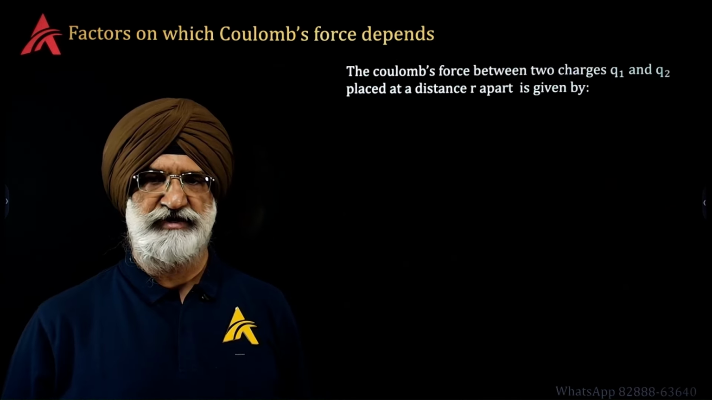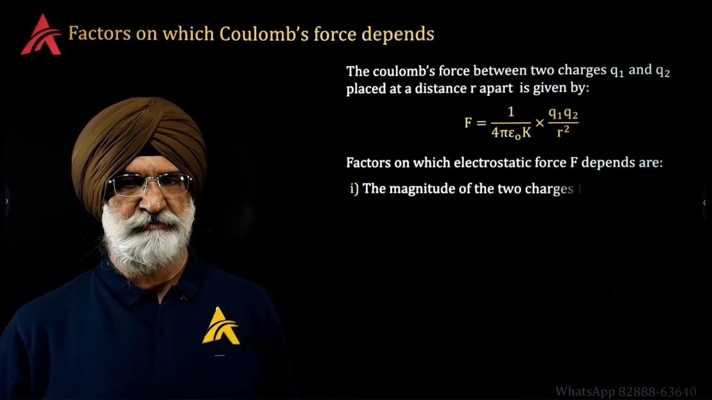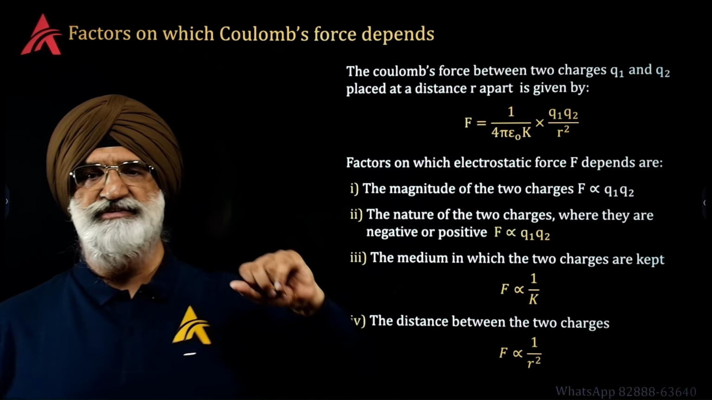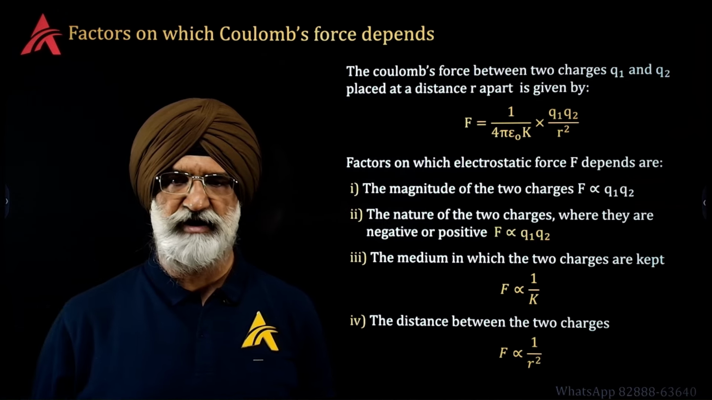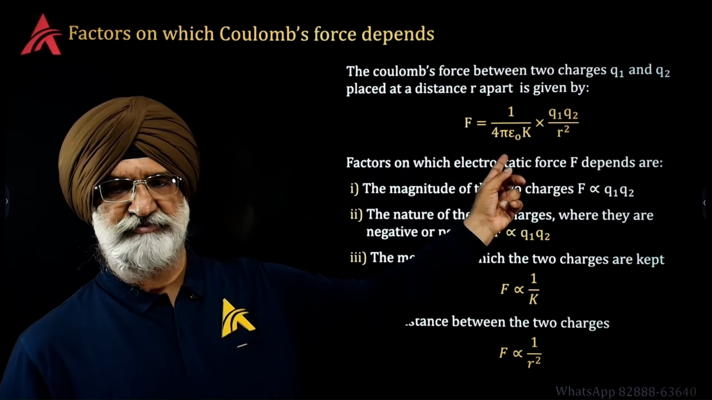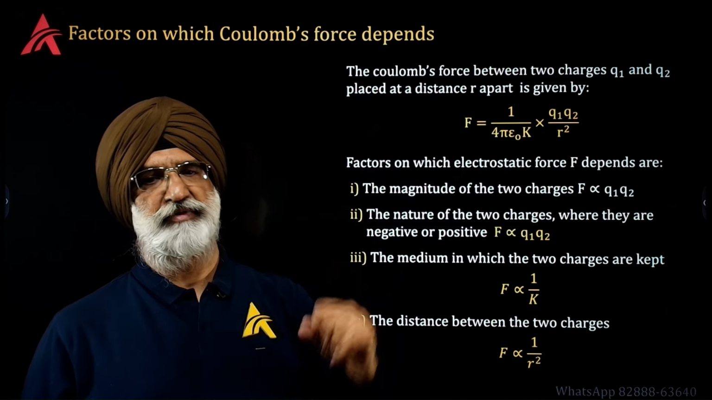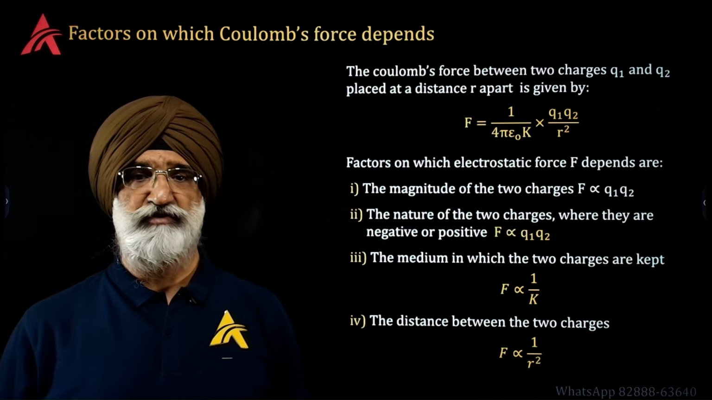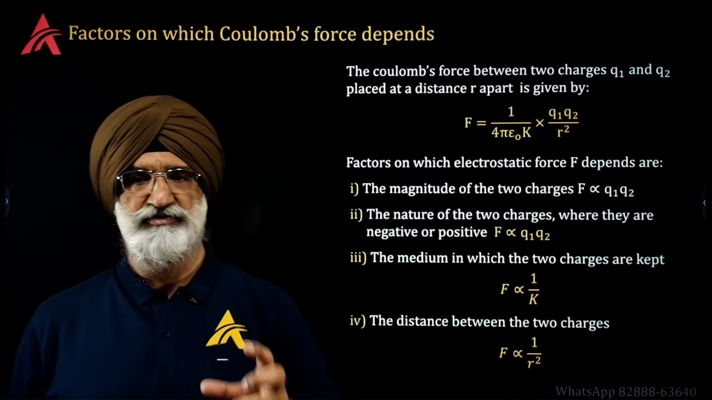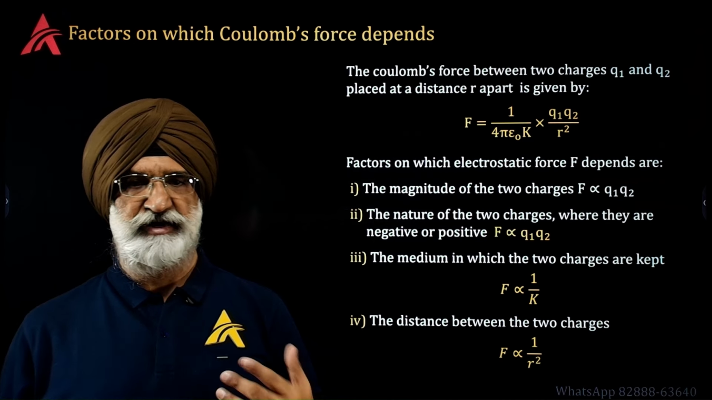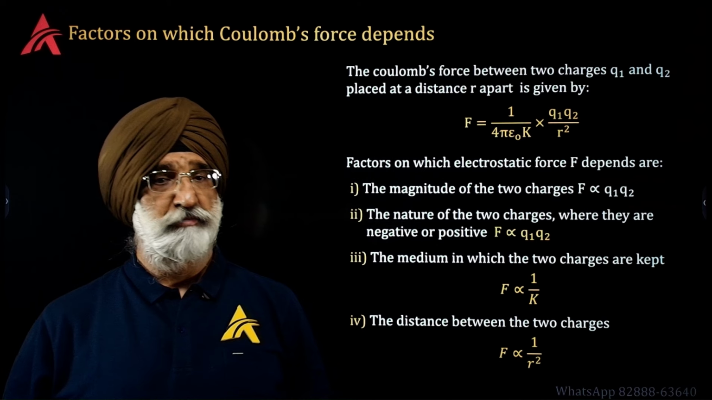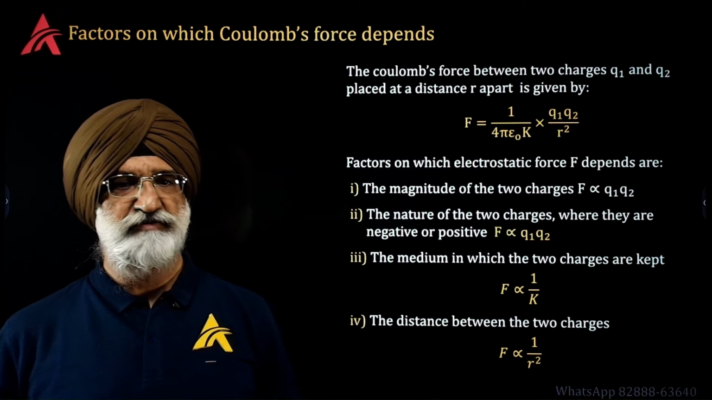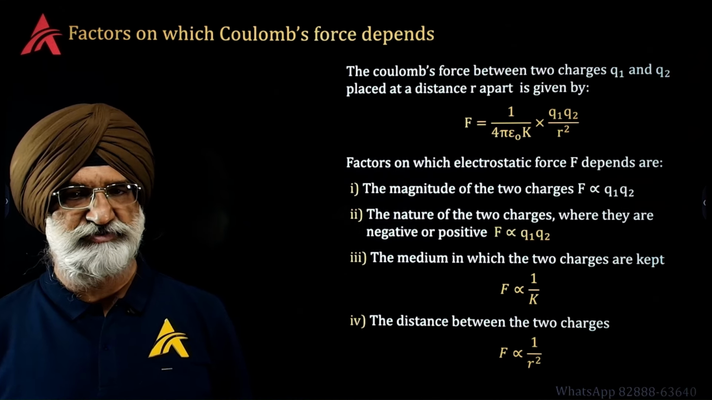Factors on which the electrostatic force between two charges depends. According to Coulomb's law, the electrostatic force between two charges Q1 and Q2 separated by a distance of r is given by 1 upon 4 pi epsilon naught into k Q1 into Q2 upon r square. According to this formula, the electrostatic force depends upon four factors. First, the magnitude of the two charges. F is directly proportional to Q1 into Q2. The more the magnitude of the two charges, the more the electrostatic force. The less the magnitude of the two charges, the less the electrostatic force.